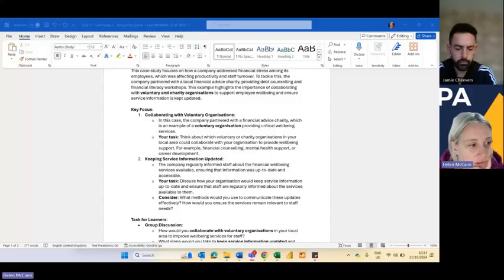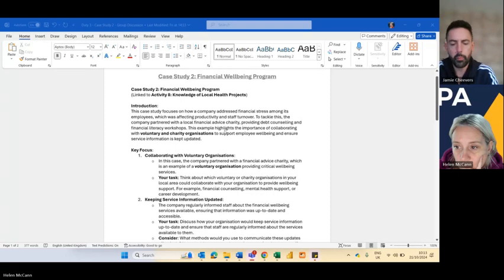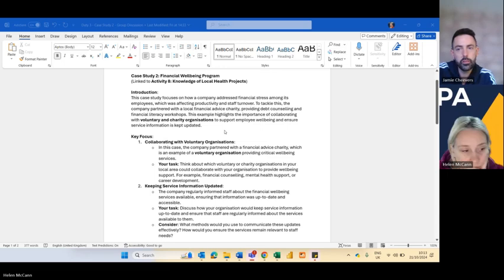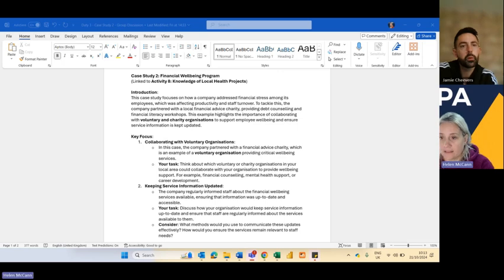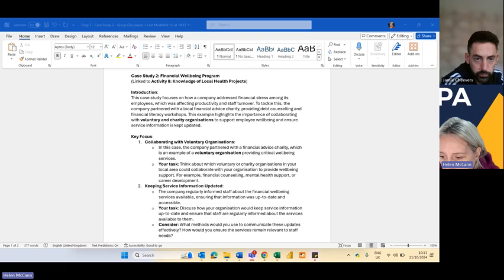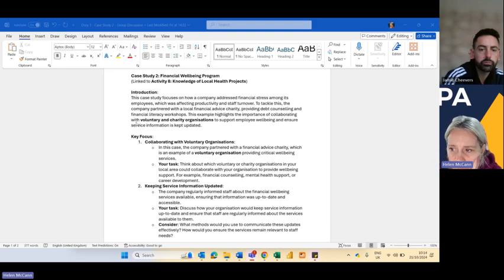Just sharing this one. Can you see that? The case study. Yes. Yeah. So this case study focuses on how a company addresses financial stress amongst its employees. So what sort of things do you know your organisation might have in place for tackling debt counselling and stuff like that?